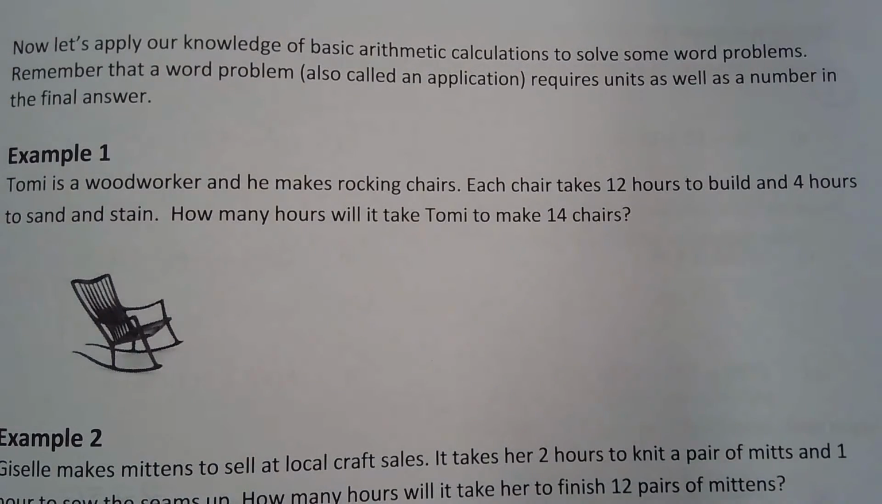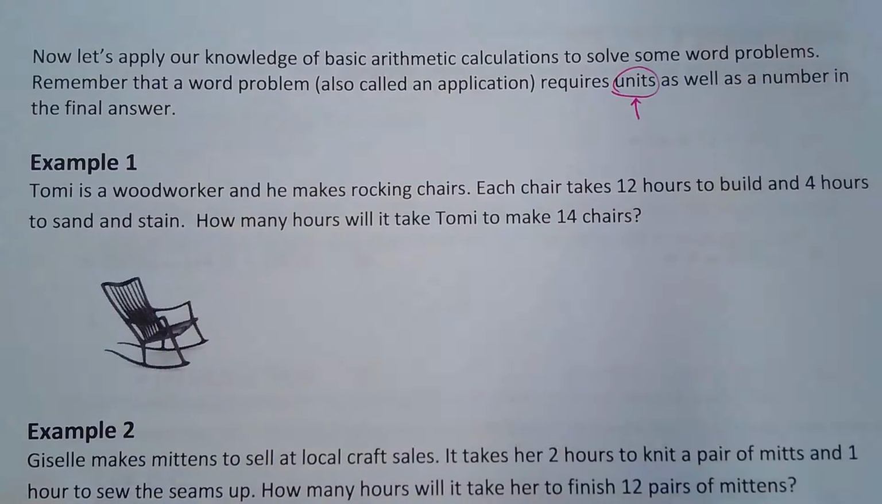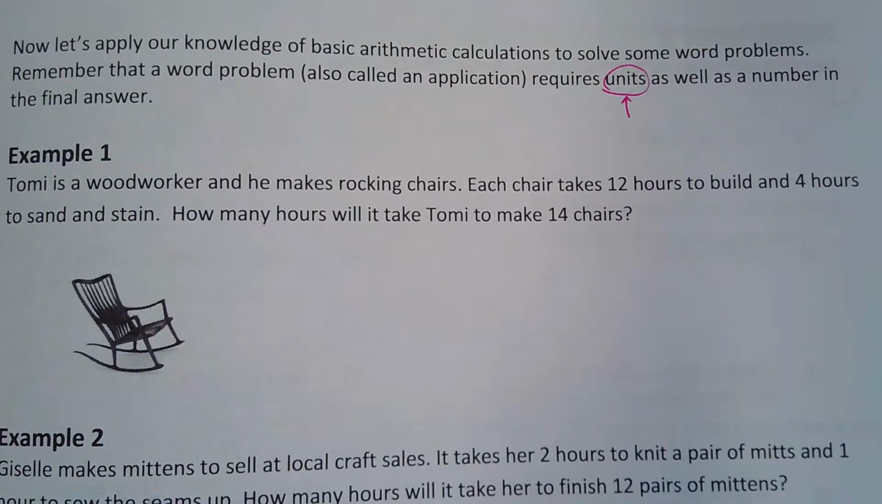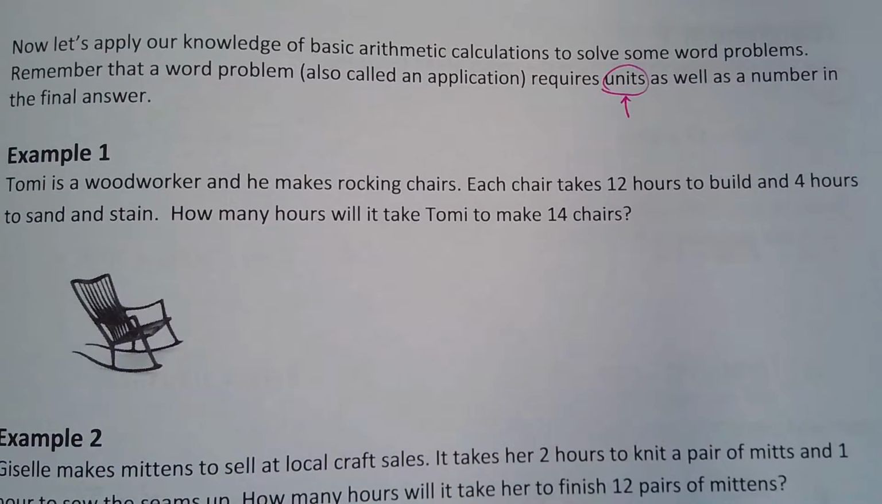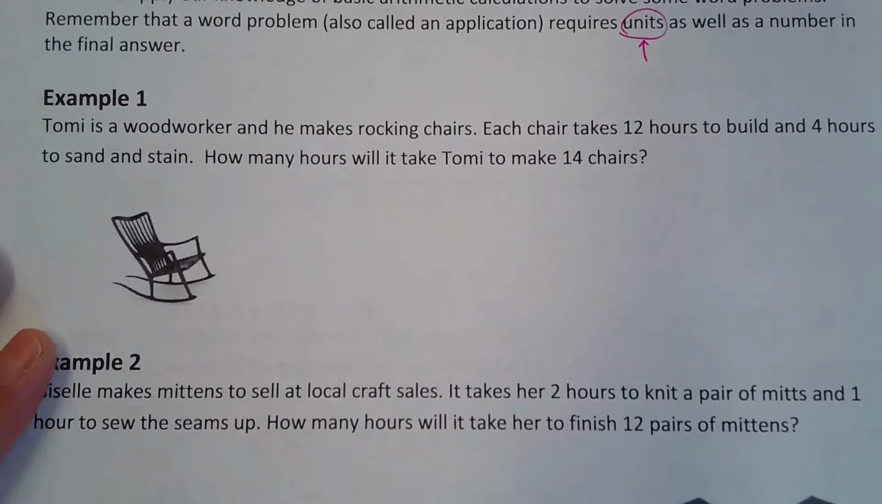Units. What are they talking about with units? If we're talking about calculation of money, we're going to put a dollar sign. If we're talking about the total number of hours or days, a length of time, we put hours or days or weeks and so on. So we have numbers and a unit. Let's take a look at example number 1.